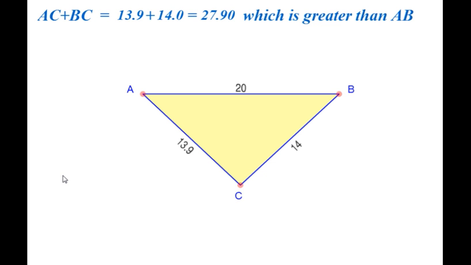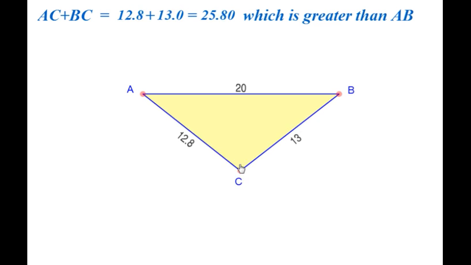So let's look at this example here. Remember, our rule says that any two sides, when I add them up, has to be bigger than the third side. So if you notice up here, it's keeping track. It's saying AC plus BC is always going to be bigger than AB. And so here we have AB is 20, and right now it's true because 13.9 plus 14 is bigger than 20. Now let's say I made it really, really small.